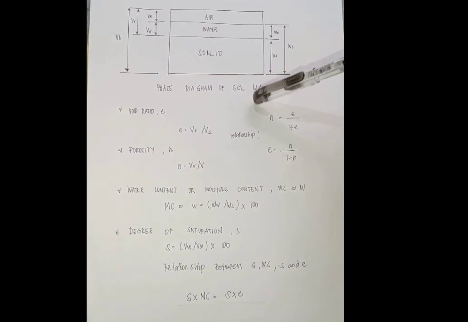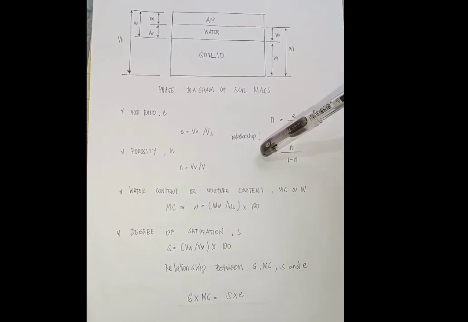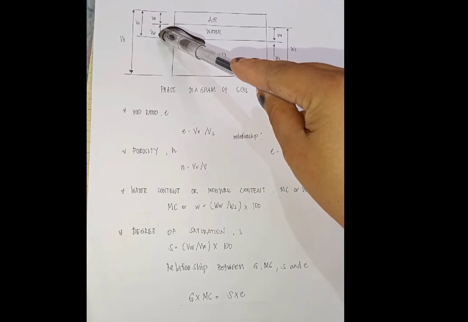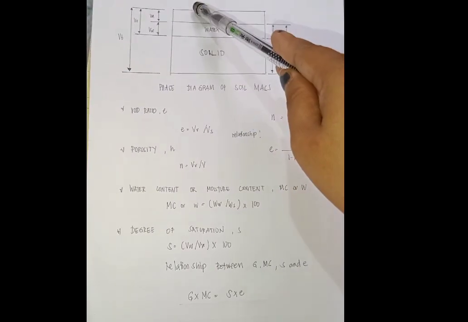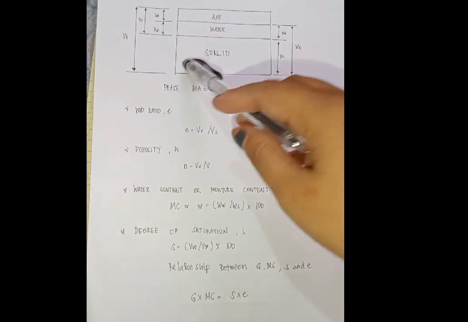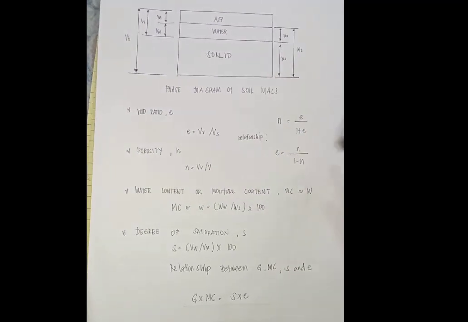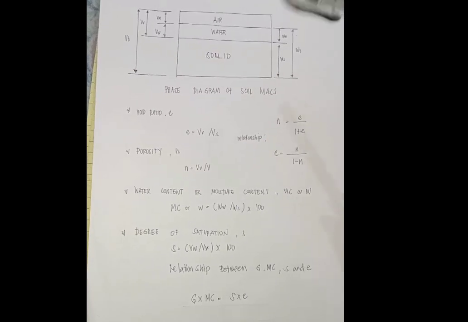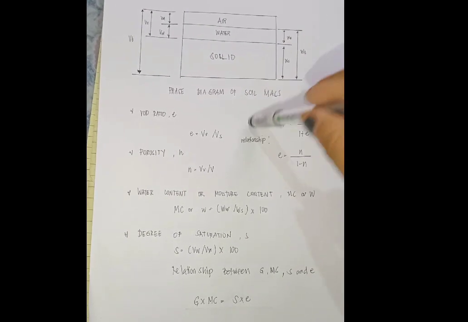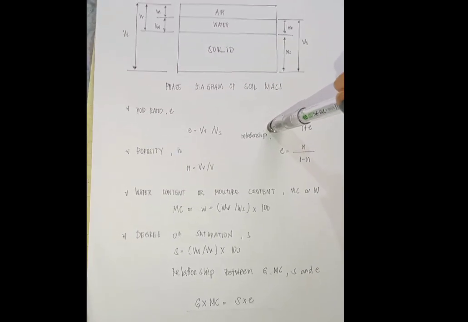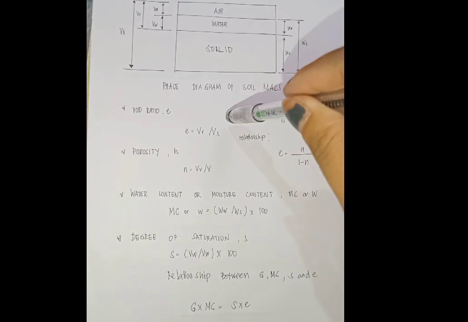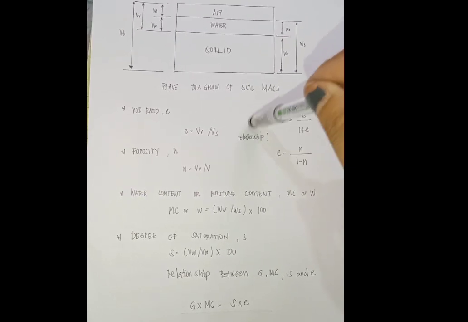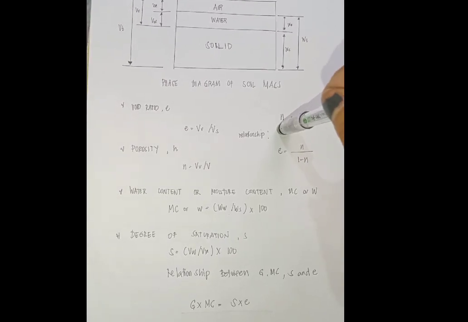So sa degree of saturation naman, we will have it represented using the variable S. We have the volume of water all over the volume of void times 100. So if given ang volume of void and also the volume of water, makukuha natin yung degree of saturation ng problem natin. So there is a relationship between G, MC, S, and e. We will get the formula from this if those are given: G multiplied by moisture content is equal to the degree of saturation times void ratio.